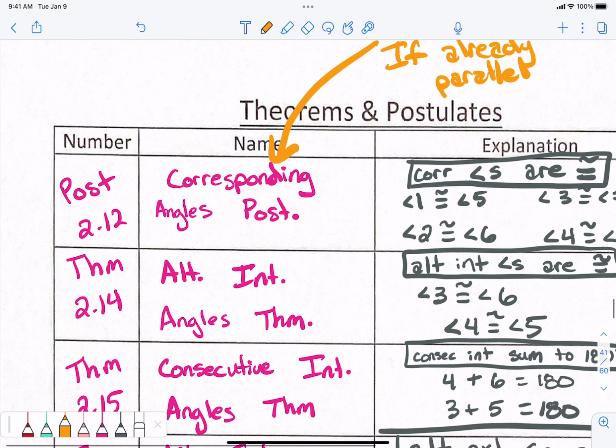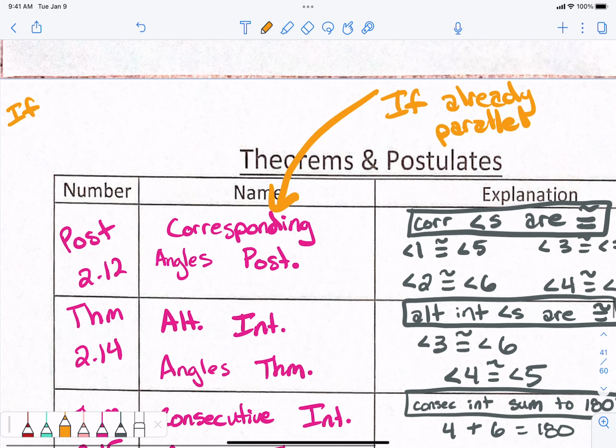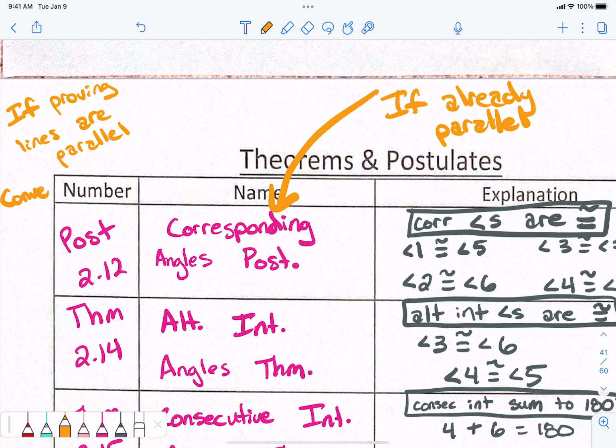But if we're trying to prove the lines are parallel, we're going to use the converse. We're going to list all the converses off to the side. The converse is the reverse, the opposite. So rather than the corresponding angles postulate, we're going to use the converse. And that is postulate, what's that number? It's the first one.